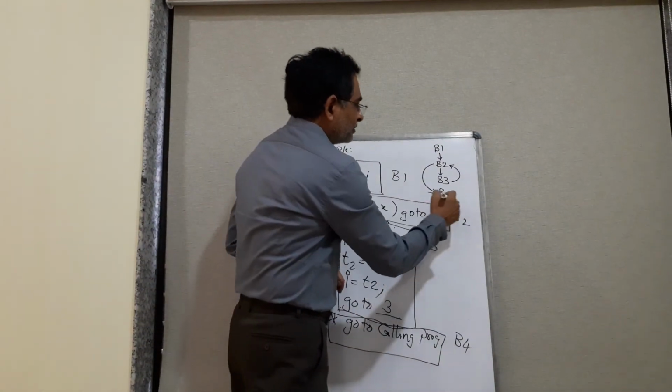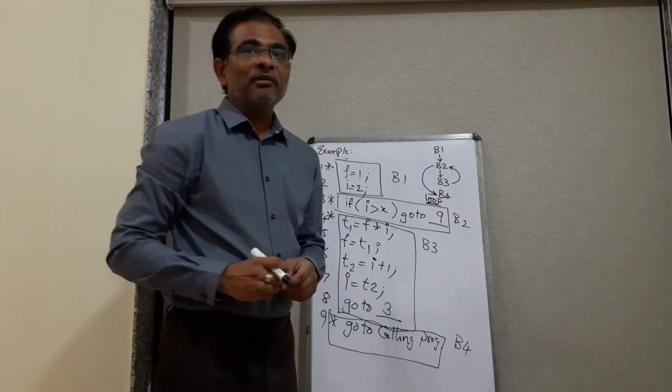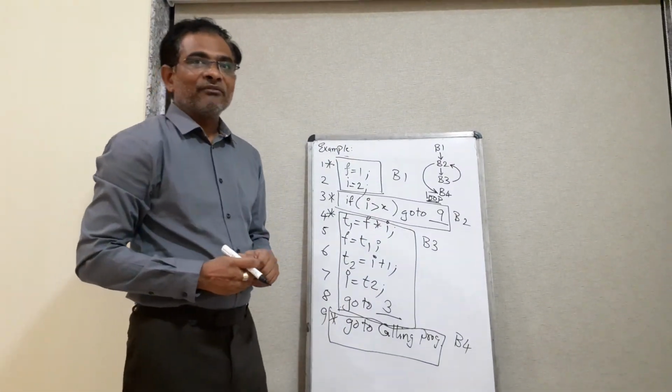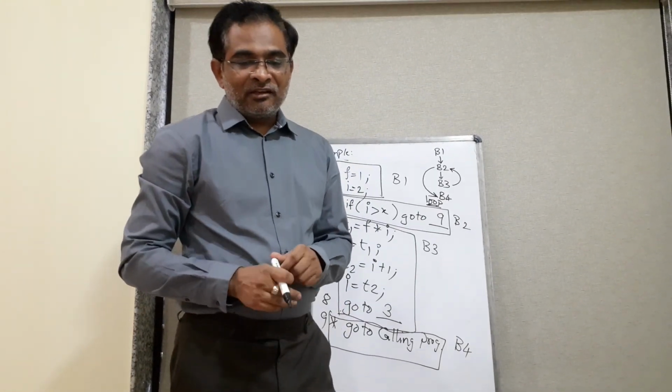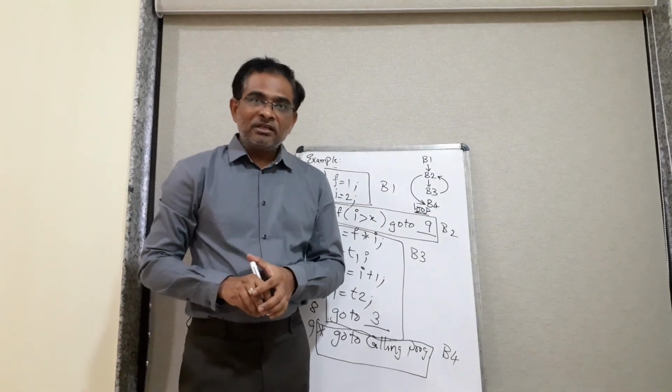So this is how the loop is identified. How is the loop identified? The loop is identified by applying control flow analysis using program flow graph techniques. Once we have identified the loop, we need to apply loop optimization. There are various loop optimization techniques. We will see them a little later.